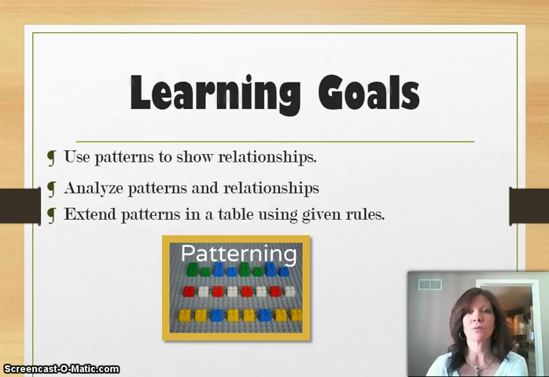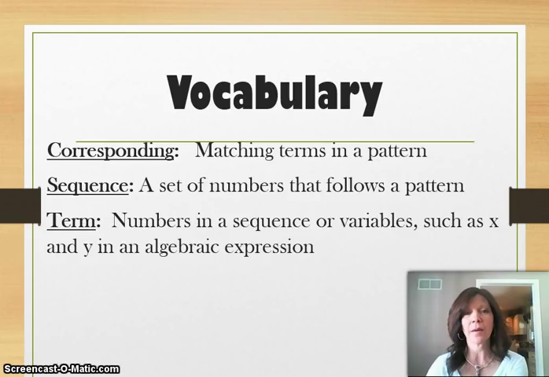3 learning goals that I want you to write in your spiral are to use patterns to show relationships, to analyze patterns and relationships, and to extend patterns in a table using given rules. Write these 3 vocabulary words in your journal. Pause the video and start it when you are finished.